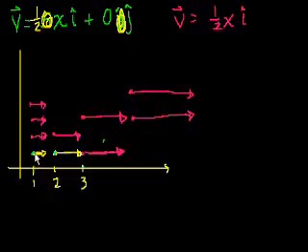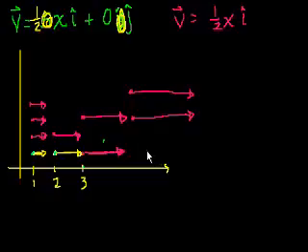I said, okay, when x is equal to 1, the magnitude of the velocity is 1/2, maybe meters per second if that's our unit. When x is equal to 2, the velocity to the right will be 1 meter per second, right? 1/2 times 2. And so the further we go to the right, the faster the particles are moving to the right.